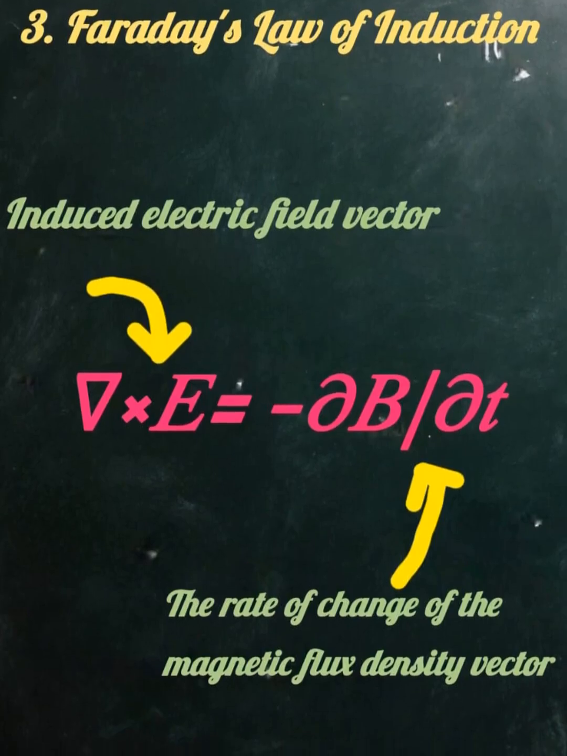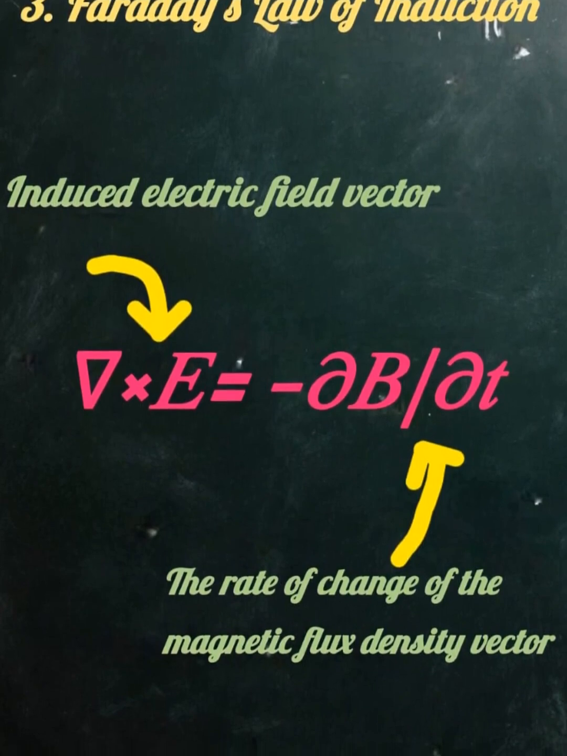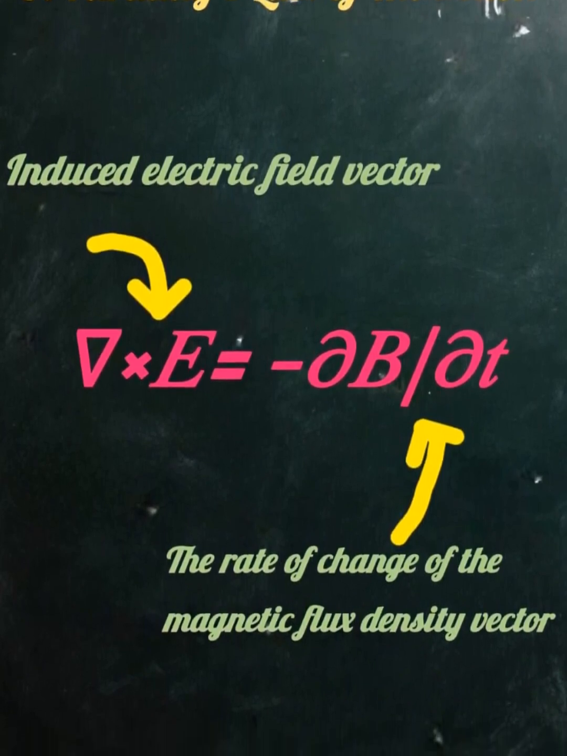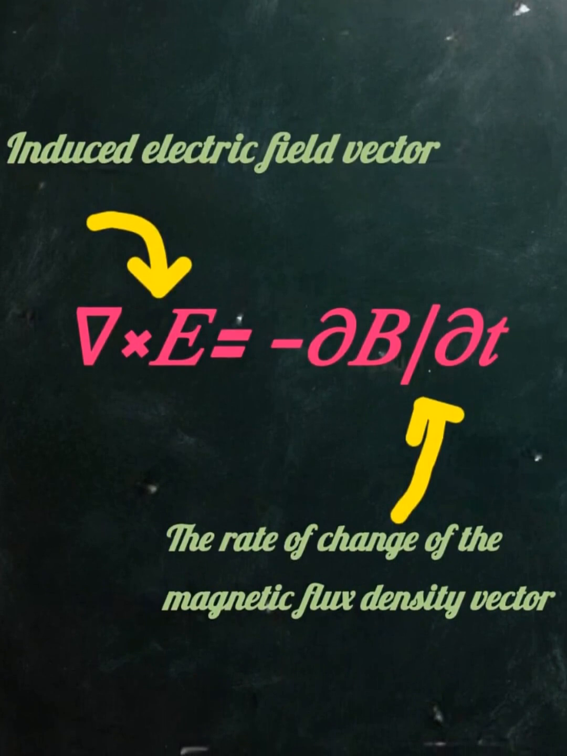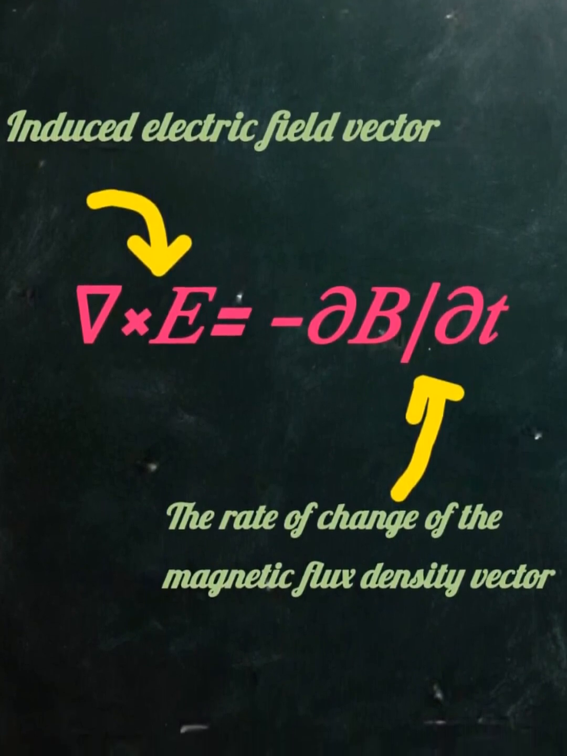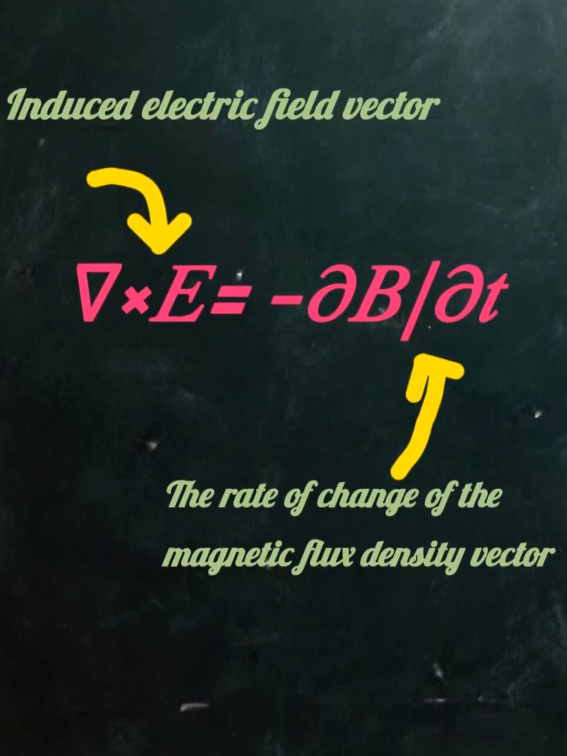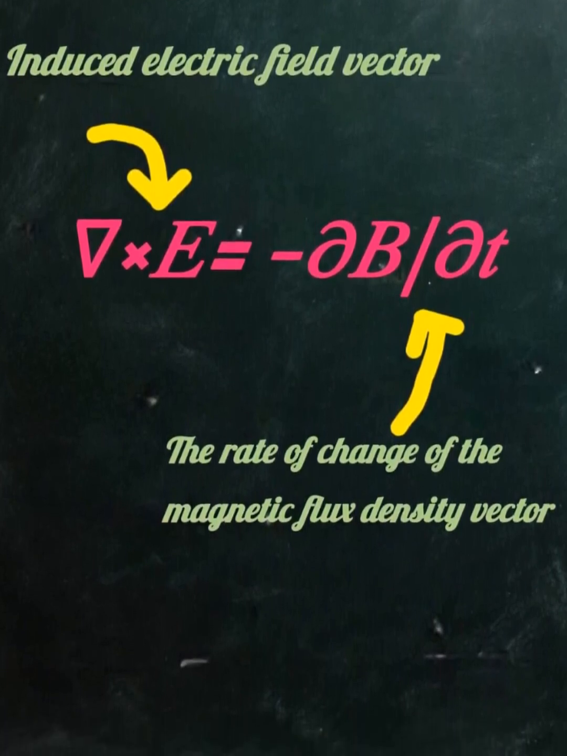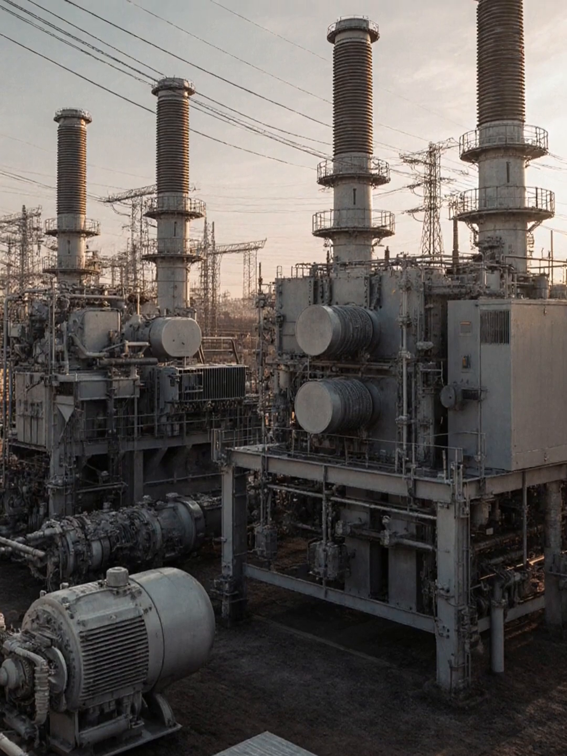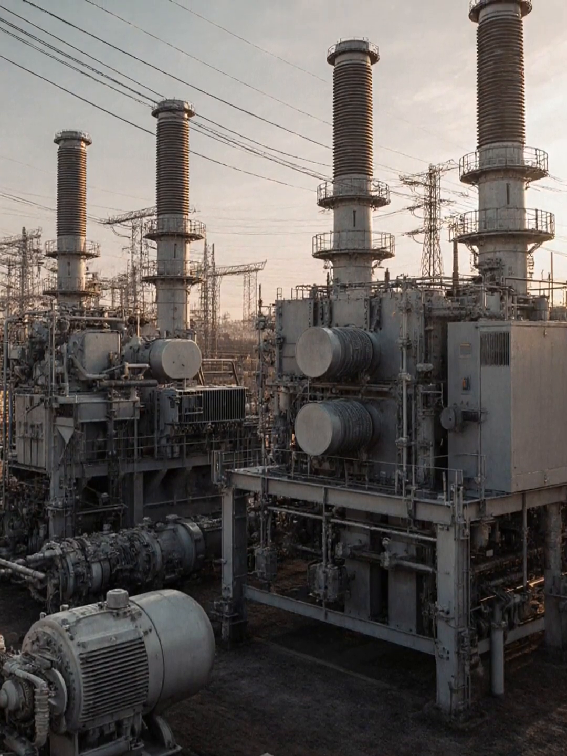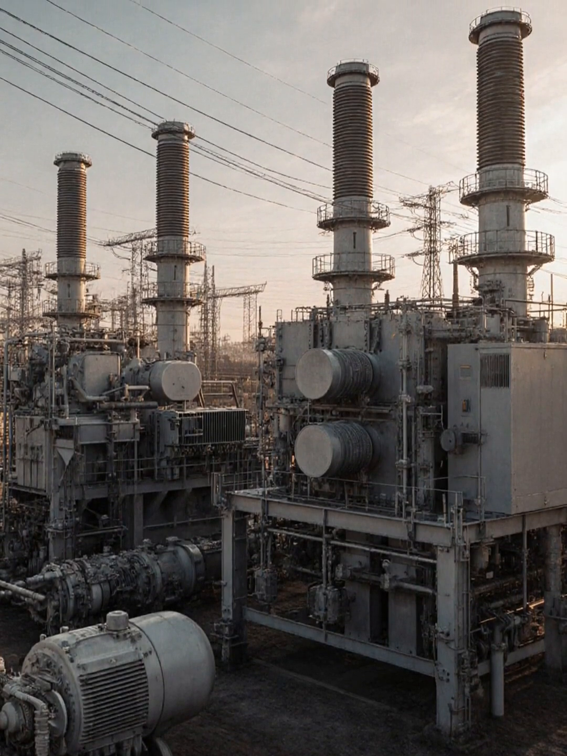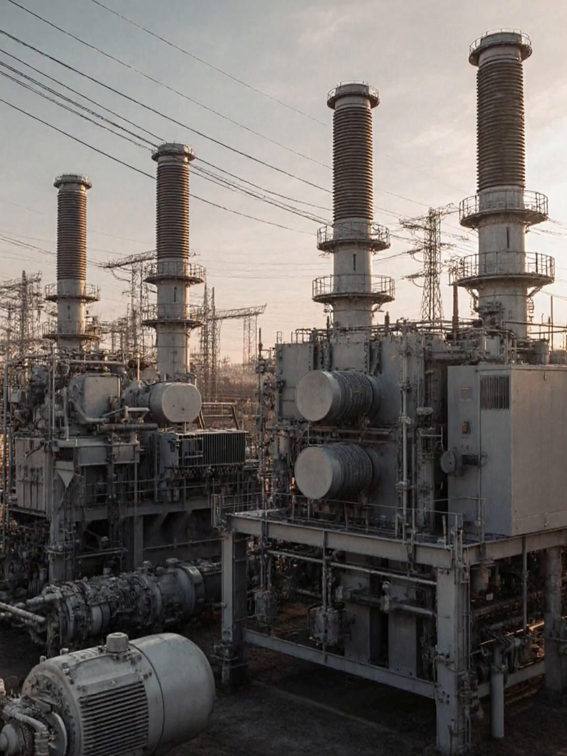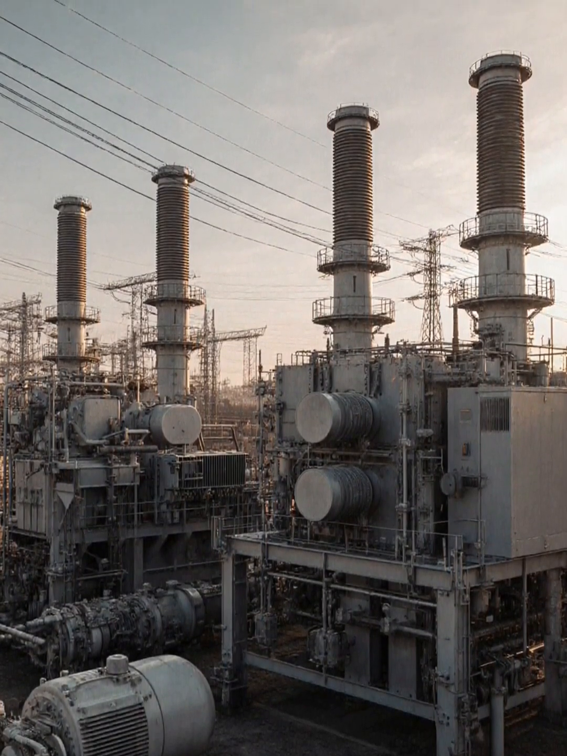3. Faraday's law of induction states that a changing magnetic field through a coil or closed loop induces an electromotive force, EMF or voltage, proportional to the rate of change of the magnetic flux. It explains how generators, transformers, and electric motors operate by converting mechanical energy into electricity.